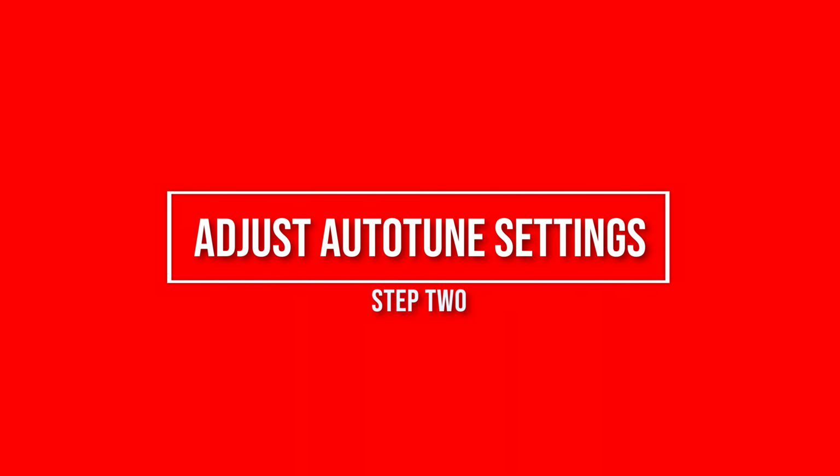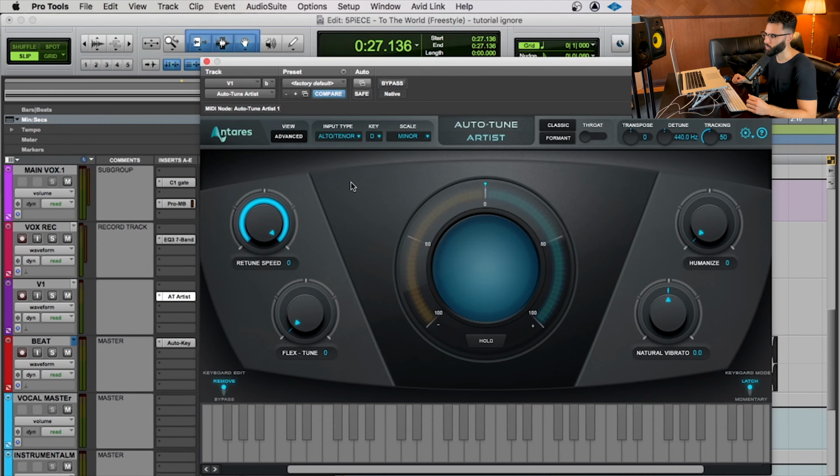And this is going to lead us into the second step of the process, which is we're going to want to adjust the AutoTune settings for our vocal. There are a few specific settings we're going to want to address, and depending on your tuning plugin, whether you're using AutoTune or something else, you may have some different parameters to play with, but really we're going to be focusing on the retune speed, the input type, and the tracking, right?